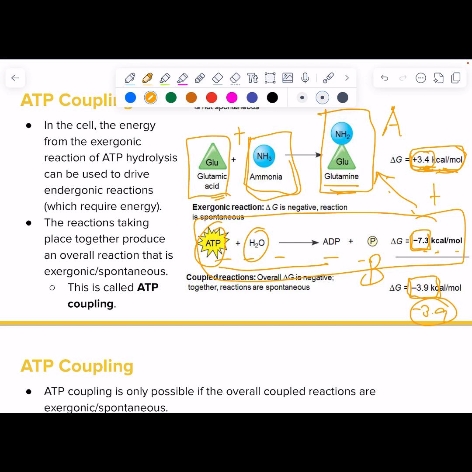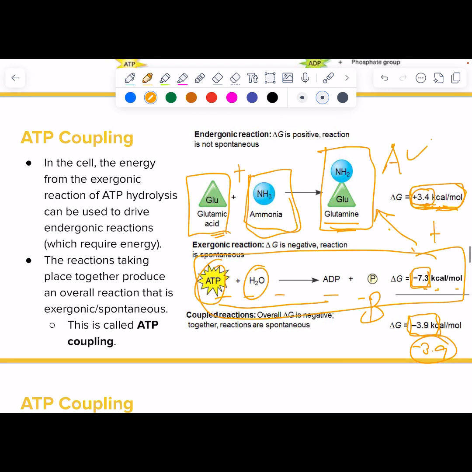Now, how is that a useful thing? It is useful in that even if this reaction requires energy, if we put it together with this other reaction, the net energy change is going to be negative. At the end of these two reactions, we will still have some energy available for use by other processes. Therefore, ATP coupling is a very efficient way of saving energy in the body.